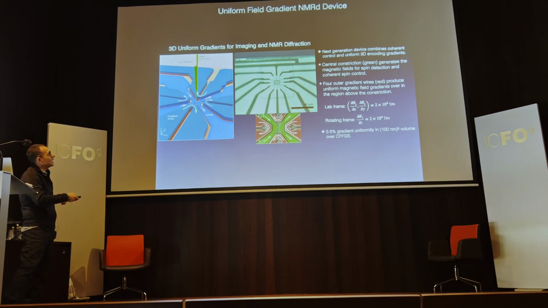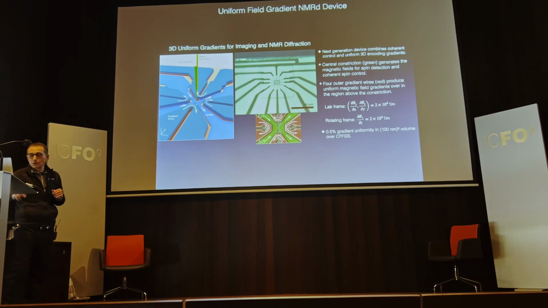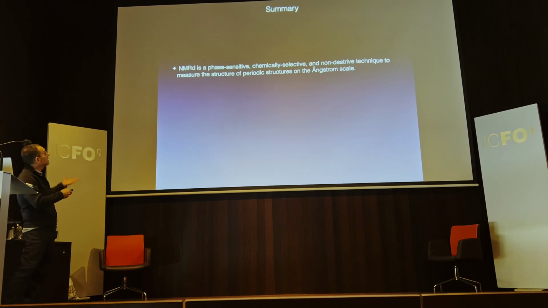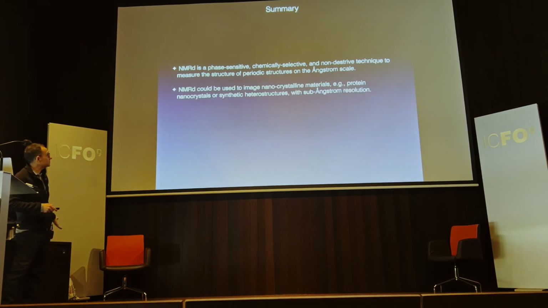So the next step for us is to use this kind of device, which I'd also be happy to describe to you, but this generates very uniform magnetic field gradients, and this kind of device is what we want to use to study crystal structure. So in summary, NMRD is a phase-sensitive, chemically selective, non-destructive technique to measure structure of periodic structures on the angstrom scale.